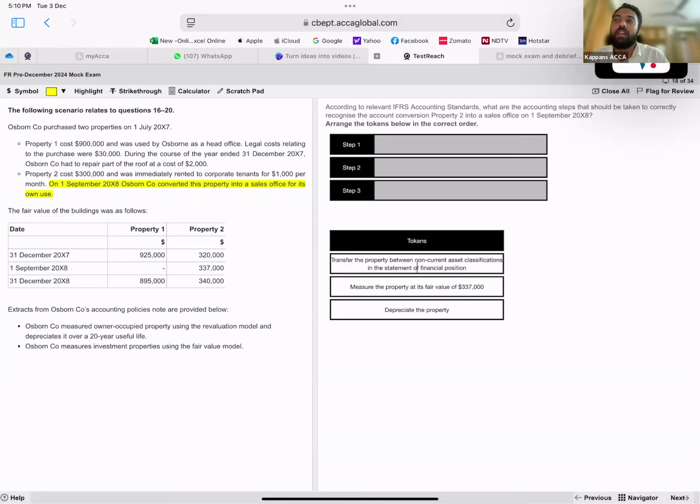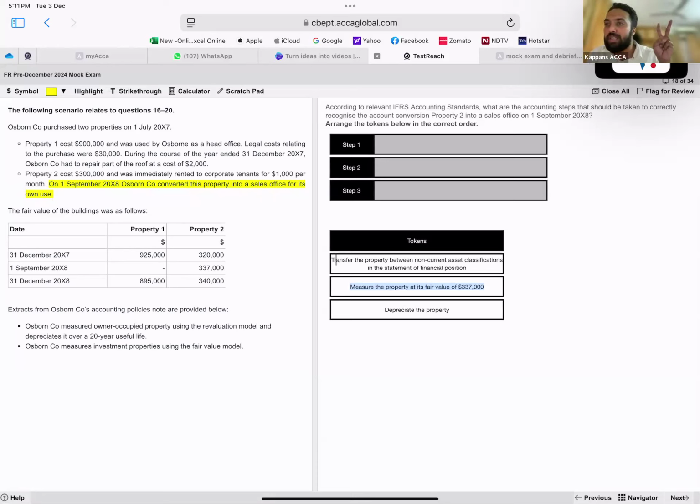Transfer the property between non-current asset classification in statement of financial position. Measure the property at its fair value of 337,000. Depreciate the property. Step 1, step 2, step 3. We have learned that when there is change in use, the new asset will be recognized at its fair value. So step number 1 will be measure property at its fair value of 337,000. And the old asset, or investment property, will have to be recorded as property, plant and equipment. Journal entry will be debit property, plant and equipment, and credit investment property.